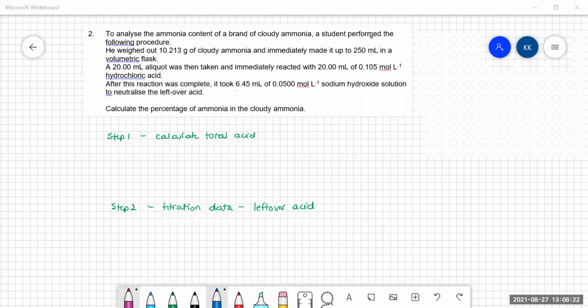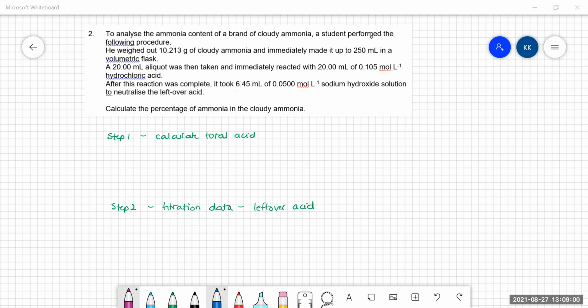We're analysing the ammonia content of a brand of cloudy ammonia. Cloudy ammonia is just a cleaning solution. You find it in the supermarket. And a student weighed out 10.213 grams of the cloudy ammonia, and he immediately made it up to 250 ml in a volumetric flask. Then he took a 20 ml aliquot. Remember, aliquot is just the sample that you take from a total solution. And he immediately reacted that with 20 mL of 0.105 mole per litre hydrochloric acid.